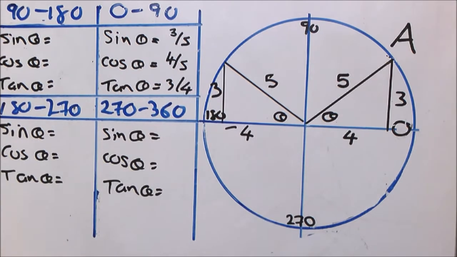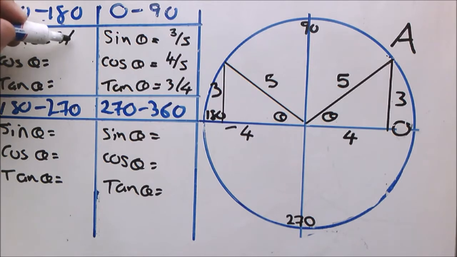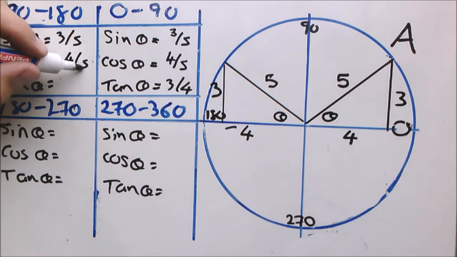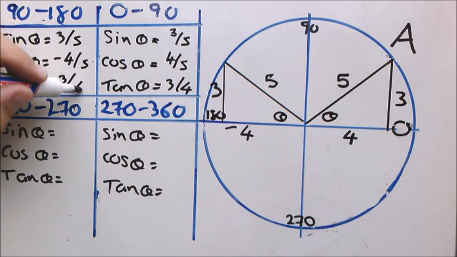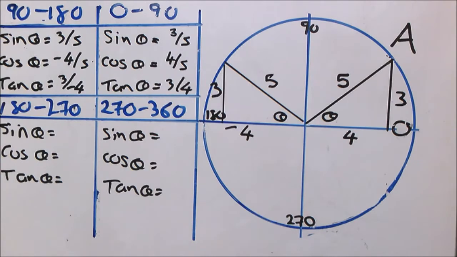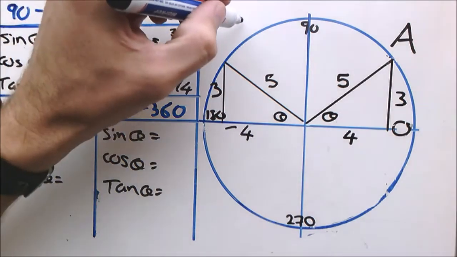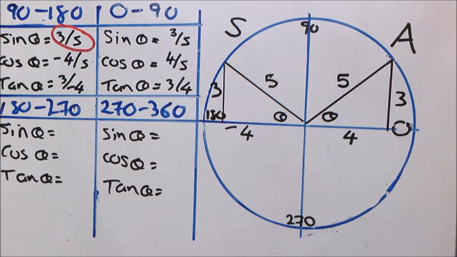So now, in this quadrant, if we would write down the ratio for sine, it would still be 3 over 5. It's positive. But the cos theta would be -4 over 5. And for tan theta, it would be 3 over -4, giving us a negative value. So you can clearly see that only the sine theta is positive in this quadrant. That's why, again, it lines up with the S over there.